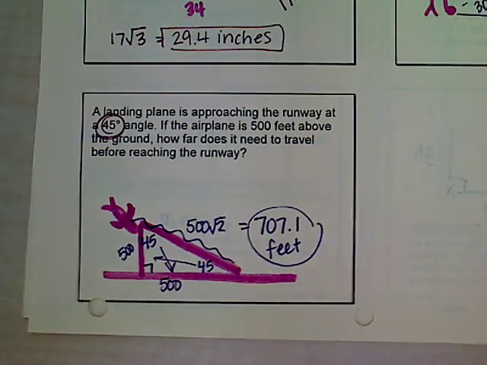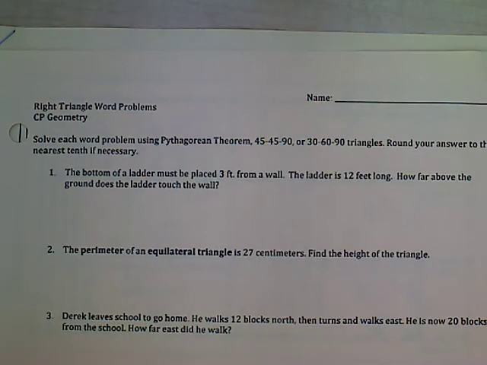So all you have left to do now is the practice that's attached. There are 14 problems. You need to decide whether you're using Pythagorean theorem, 45, 45, 90s, or 30, 60, 90s. Once you do that, you can check your answers on the class website. And if you haven't already, you can do the quizzes review to prepare for your special right triangles quiz tomorrow.